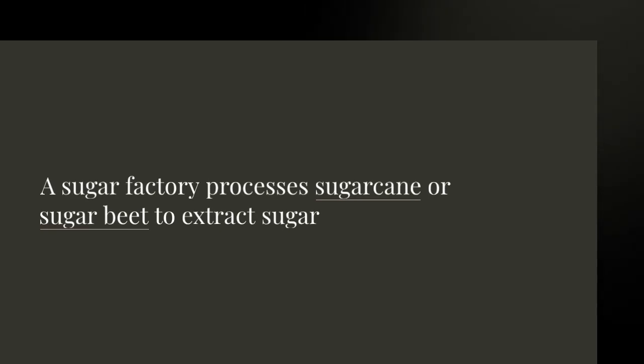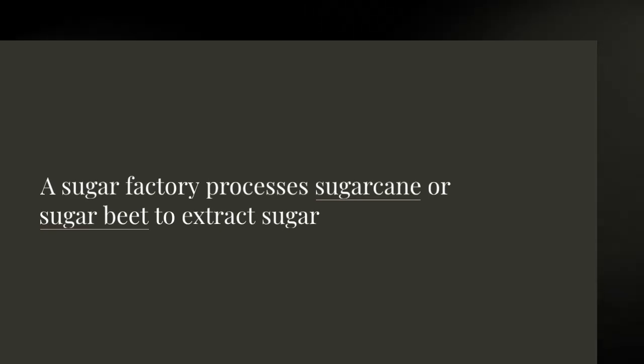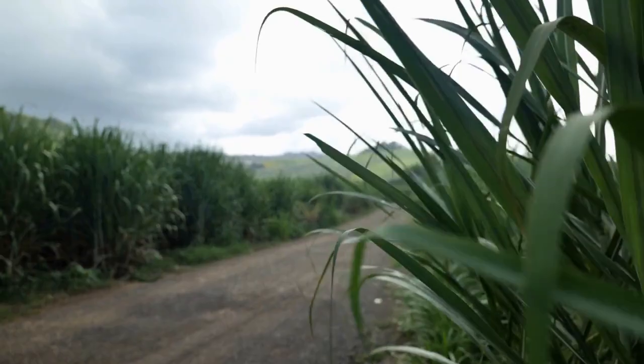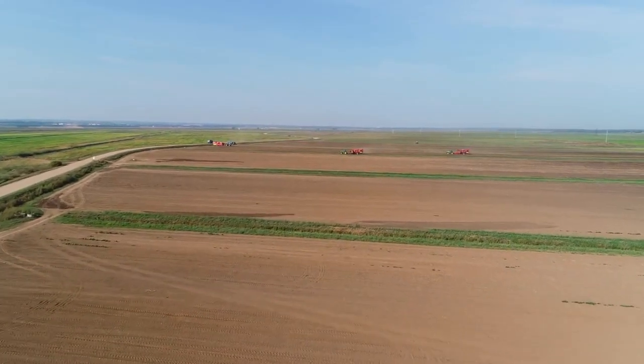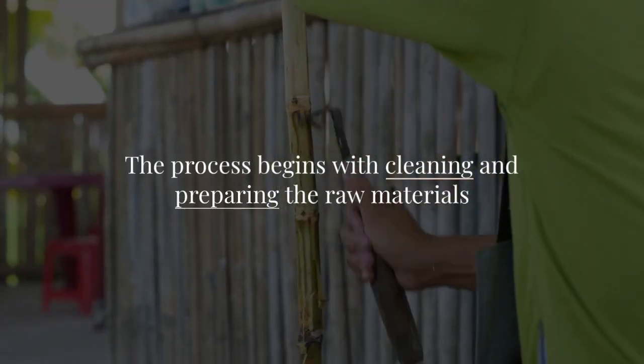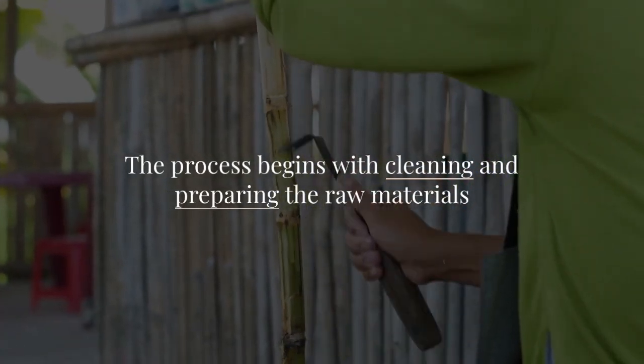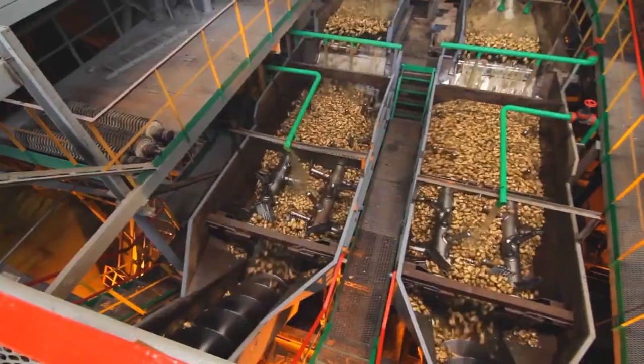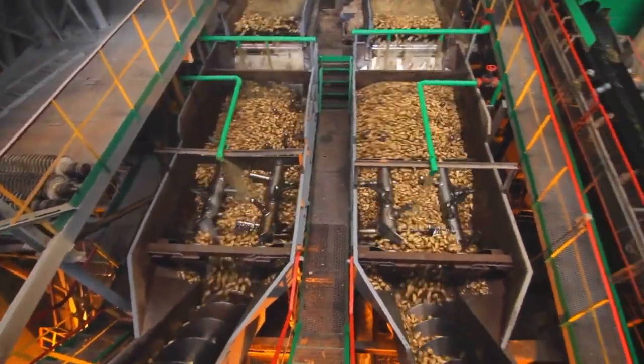A sugar factory processes sugarcane or sugar beet to extract sugar. Sugarcane thrives in tropical and subtropical regions, while sugar beet is grown in cooler climates. The process begins with cleaning and preparing the raw materials. Sugarcane or sugar beet is washed to remove dirt and debris, ensuring the highest quality juice extraction.